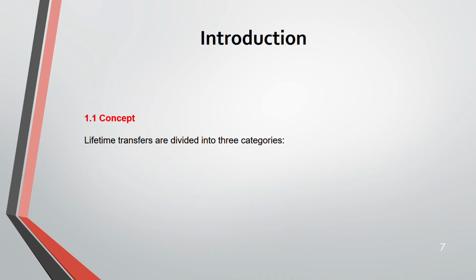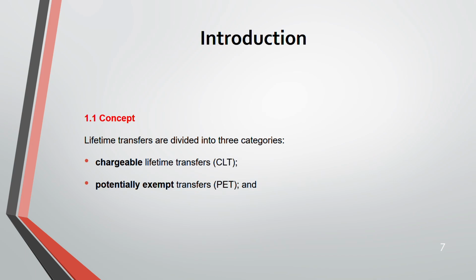Lifetime transfers are divided into 3 categories. First, chargeable lifetime transfer. Then potentially exempt transfer. This PET is a transfer that is currently exempt, potentially. It might be exempt later in the future. Currently it is exempt, but in the future whether it will be exempt or not depends on when the donor dies. Is he dying within 7 years or not? If he dies within 7 years, it will be chargeable. If he dies after 7 years, more than 7 years, the PET becomes exempt forever.